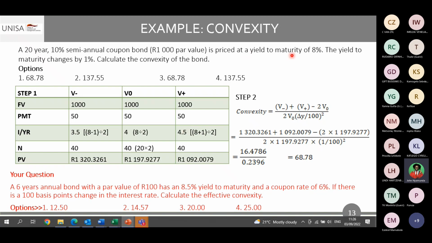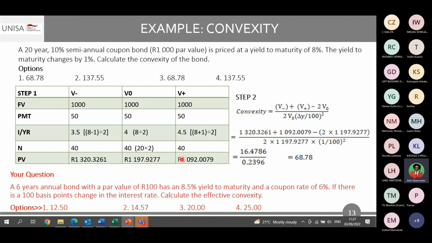If yield to maturity reduces by 1%, it's 8 minus 1% gives us 7. 7 divided by 2, this is what Yumna did here. 8 minus 1 divided by 2, 3.5. The N is 40. Why 40? It's 20 years, but remember it's paying twice. So it's 2 times 20 years because we are going to get 40 payments in 20 years. That's the 40 you see here for everything.